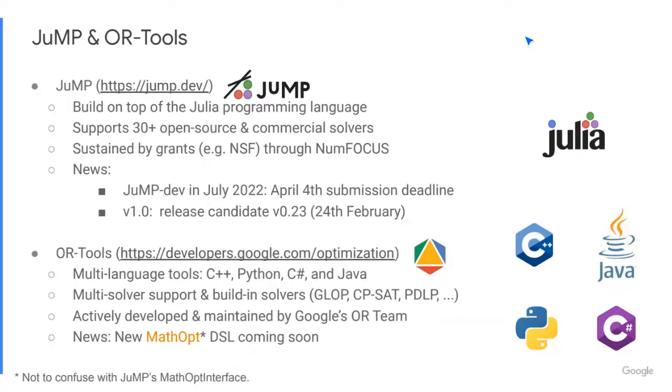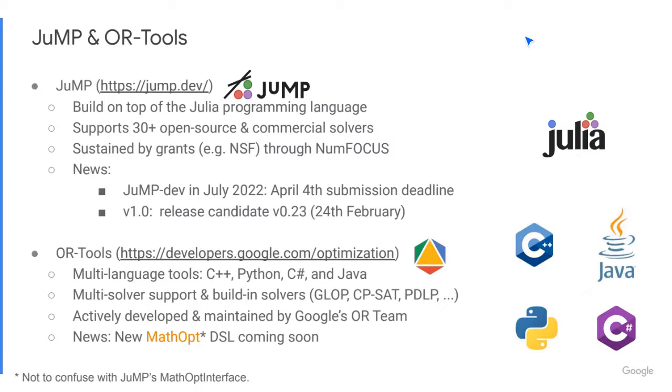Some news. So we're going to have the JuMP Developers Workshop. The annual JuMP Developers Workshop is going to be co-located with JuliaCon this year. It's going to be in July. And April 4th is the submission deadline for submitting talks.